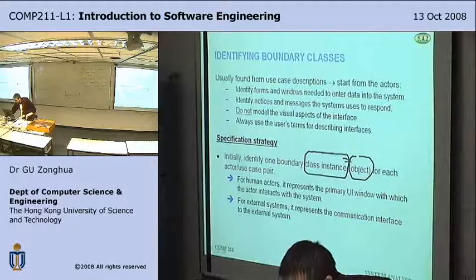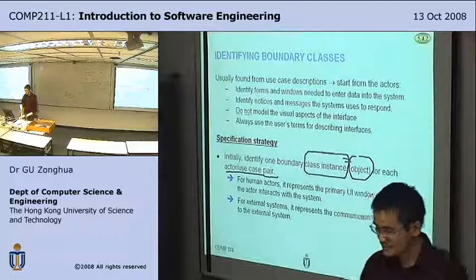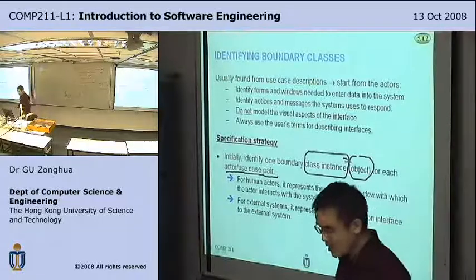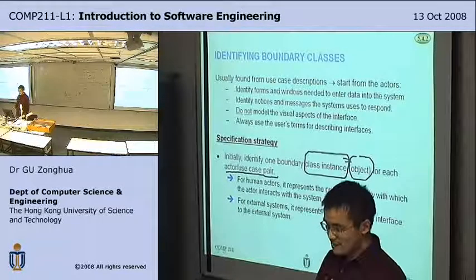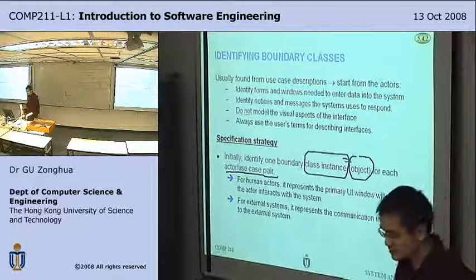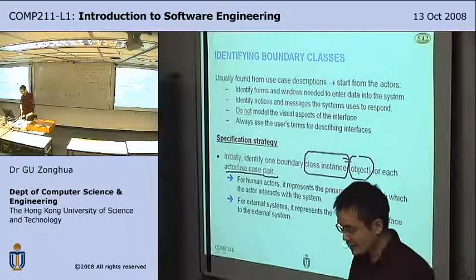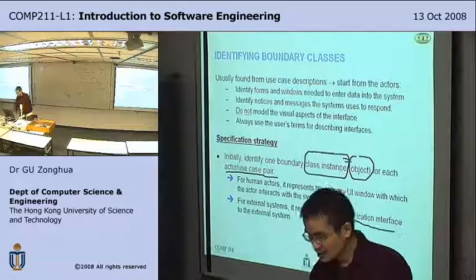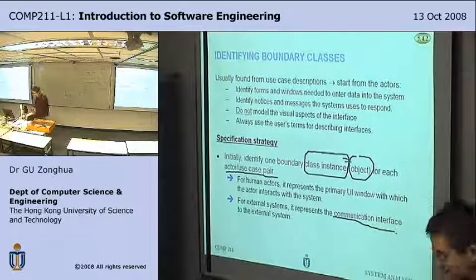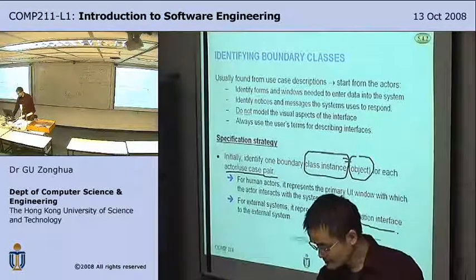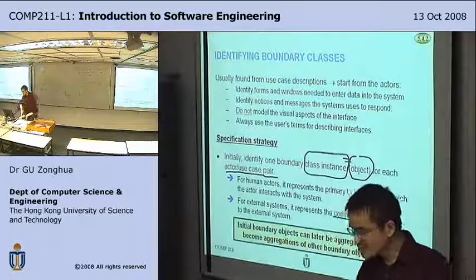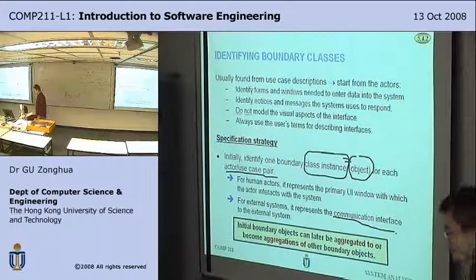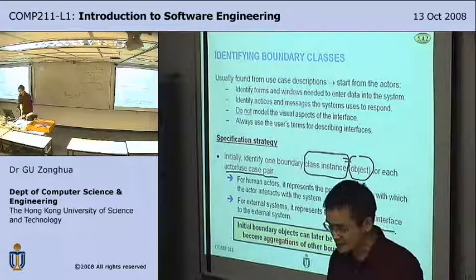For each actor use case pair, for human actors, it represents the primary UI with which the user interacts with the system. For an external system, it represents the communication interface to the external system. Initial boundary objects can later be aggregated or become aggregations of other boundary objects.